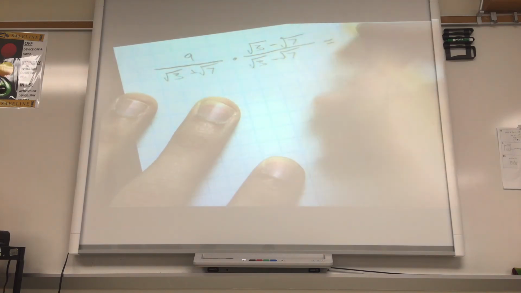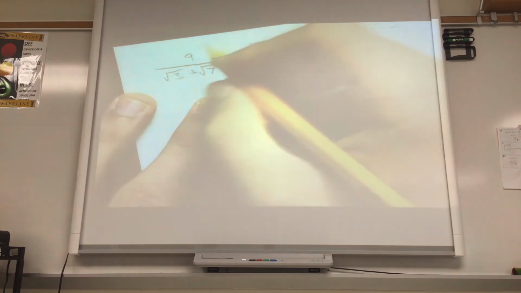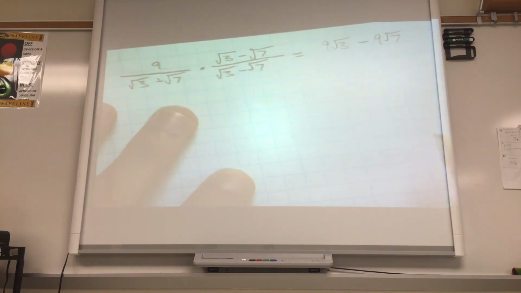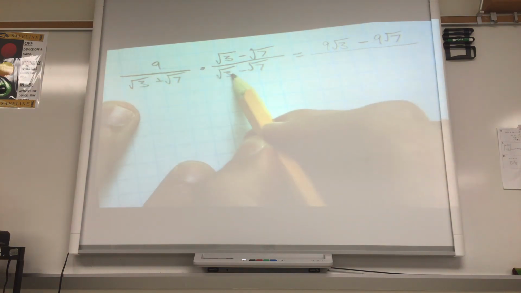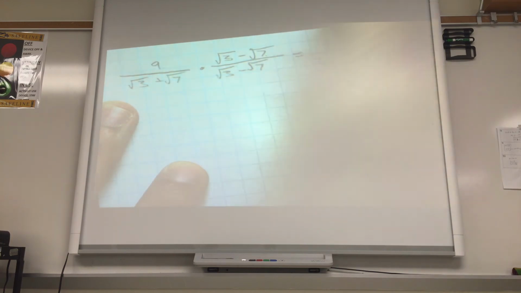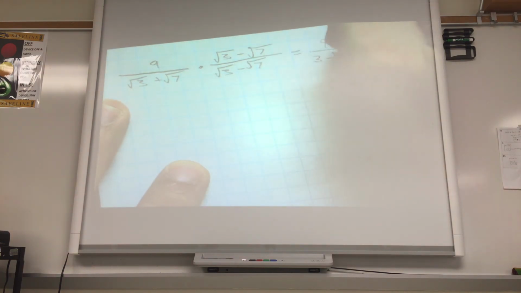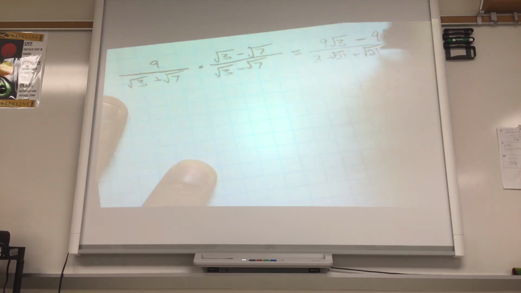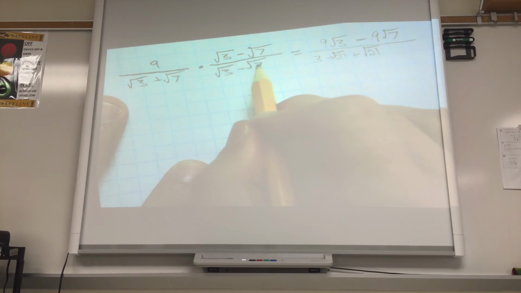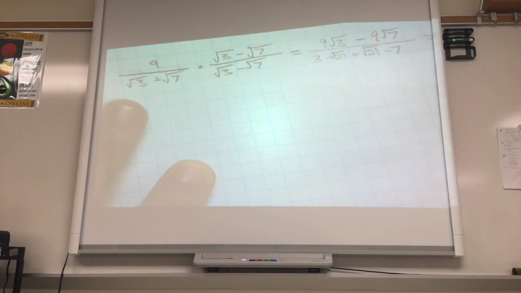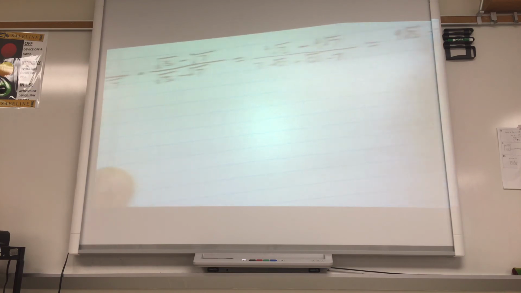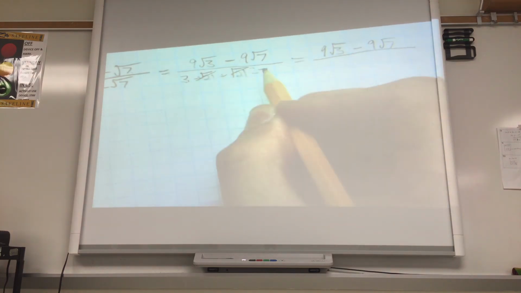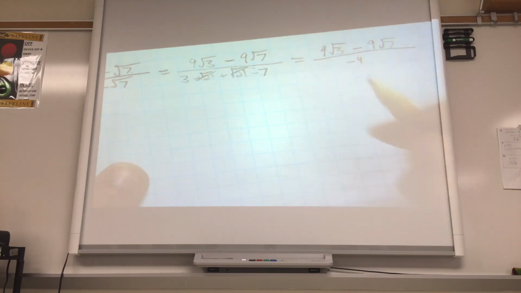Now what does this equal? You have 9 times square root of 3, which is 9 square root of 3, minus 9 times square root of 7, minus 9 square roots of 7. All right, so that's the top, that's the numerator. And the denominator, I have square root of 3 times square root of 3, which is 3. I have square root of 3 times negative square root of 7, so I have negative square root of 21. Plus square root of 7 times square root of 3, which is positive square root of 21. And then minus square root of 7 times square root of 7, so minus 7. So it equals 9 square roots of 3 minus 9 square roots of 7 divided by, these cancel, 3 minus 7 is negative 4 as a final answer.